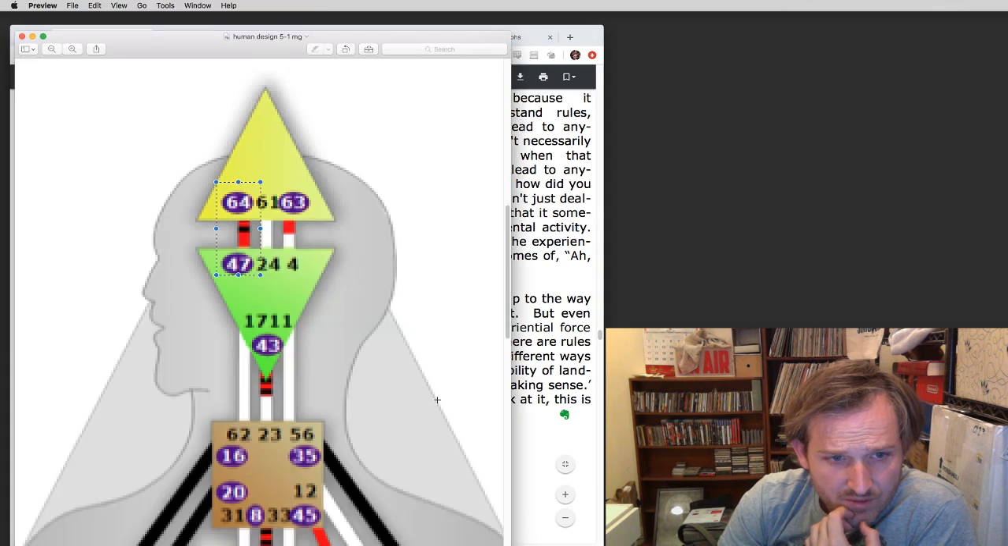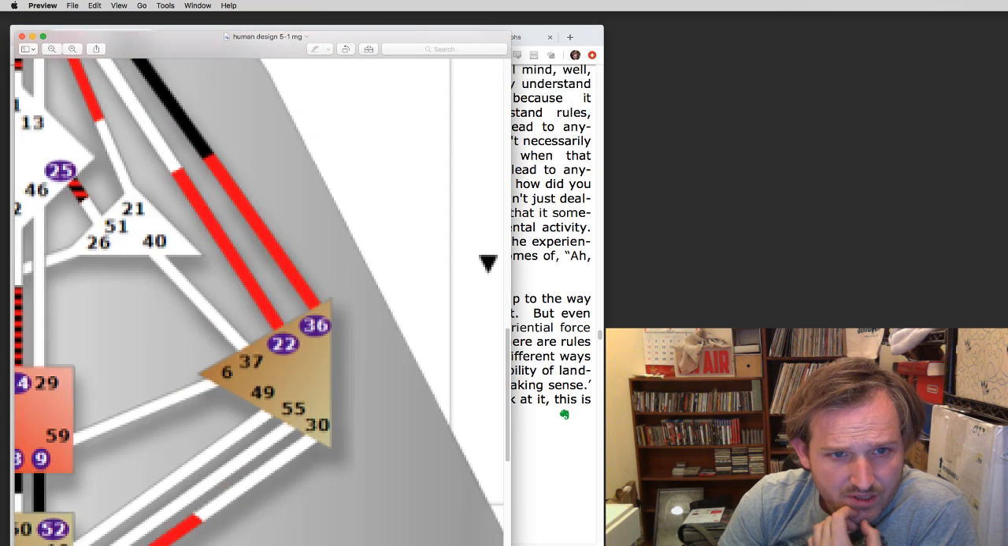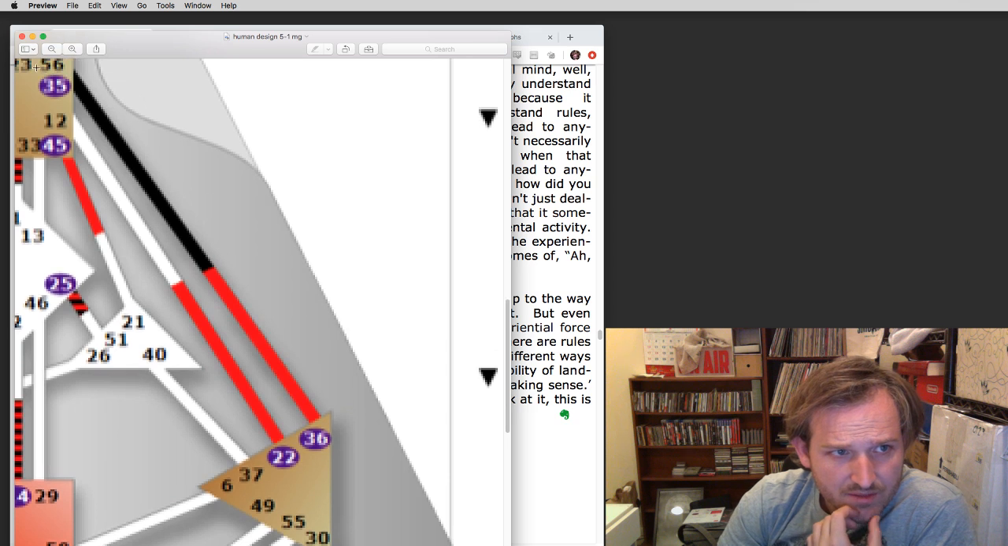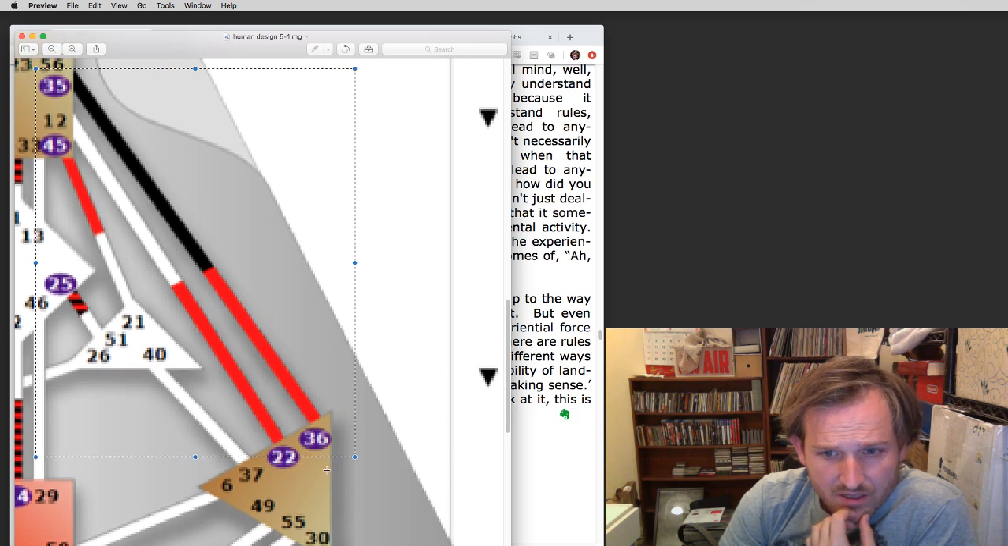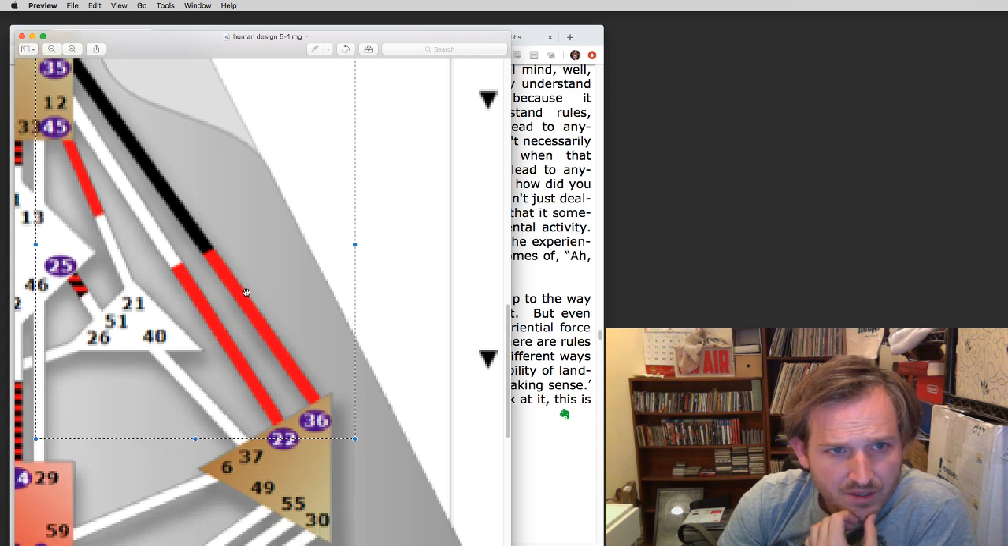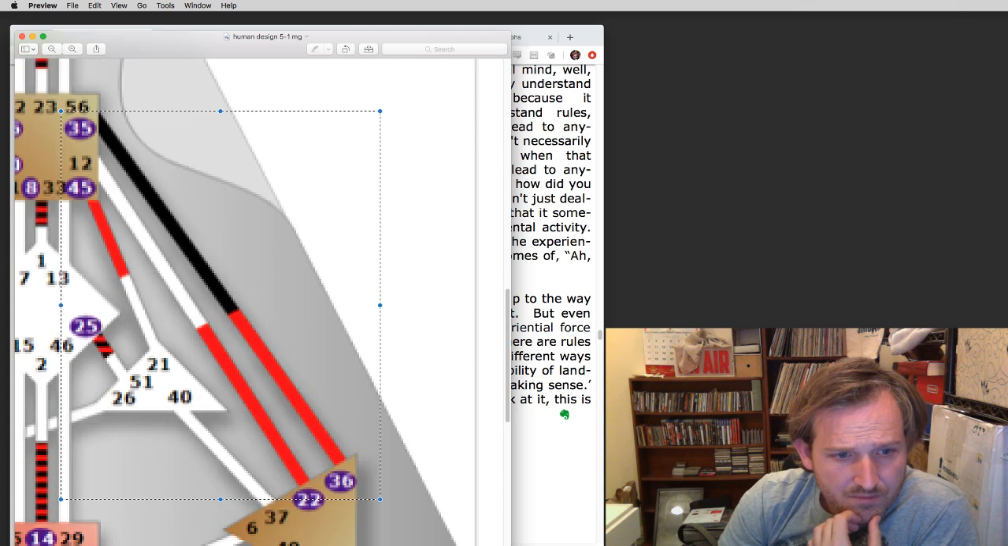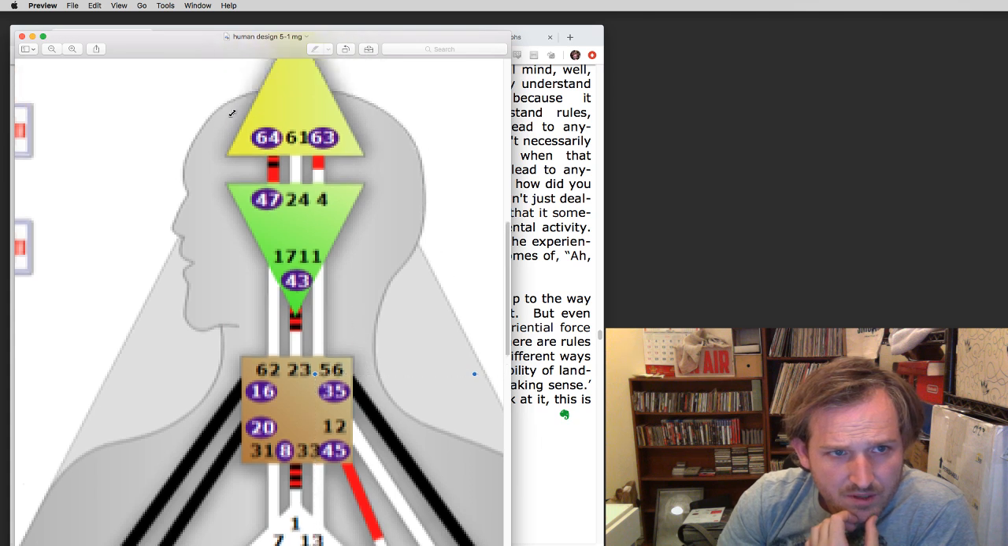That's over here. The 36, 35 is the emotional right there. Solar plexus is the emotional center, and that's the emotional abstract right there. So it's interesting, both of those.